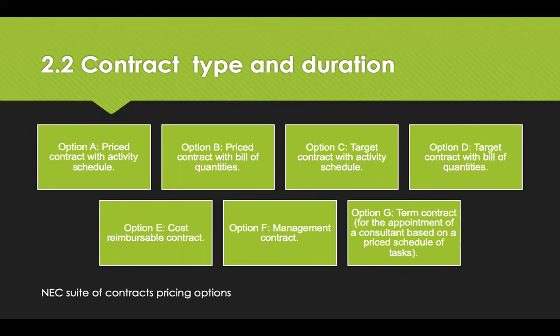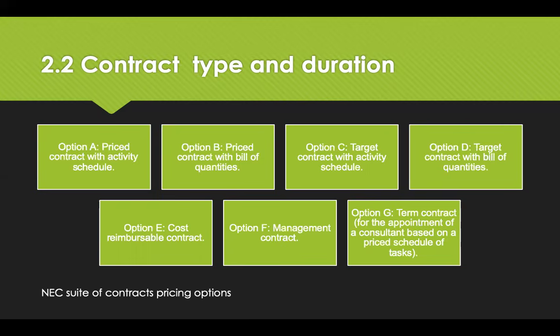So option A is where you price the contract with an activity schedule. So if you know exactly what it is you want, that one's the best option to go for. Or you could price it with what we call a bill of quantities. So again, you're going to need to know exactly everything that you want to buy to make that work. And option C is a target contract. Again, you've got an activity schedule, but it's not necessarily priced in the same way that option A is. It's almost a target cost. And the same with D with the bill of quantities.